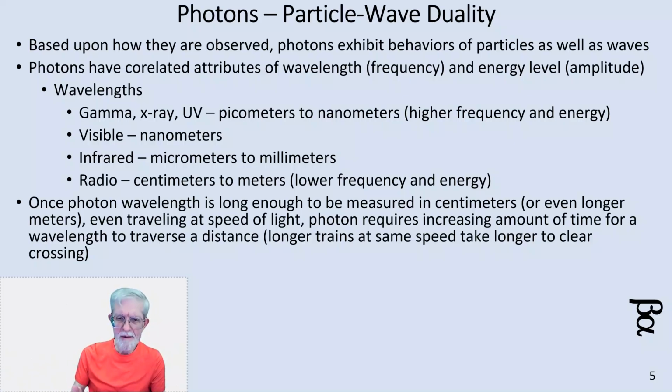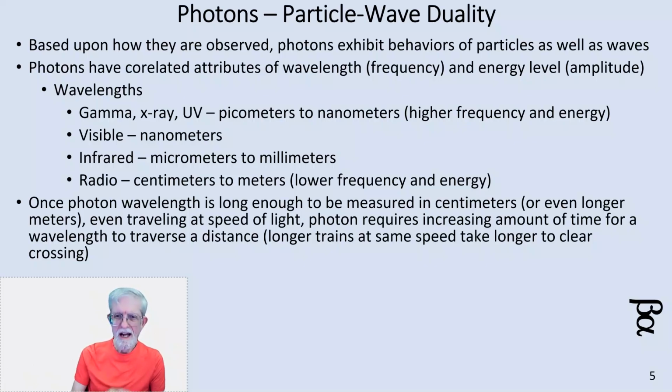The amount of time it takes for a wave to propagate varies with its wavelength. So if you have a phase aligned photon and it's a very low frequency, very long wavelength, there is a given amount of time that it will take for that wave to propagate through space. That takes time. Think of it as a longer train taking longer to clear a crossing.